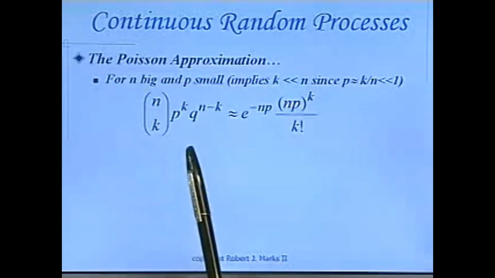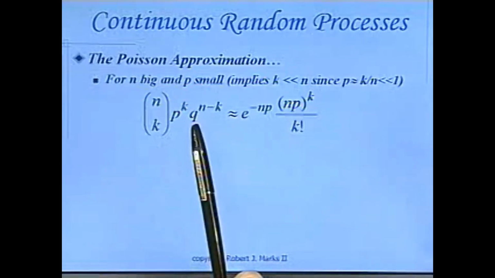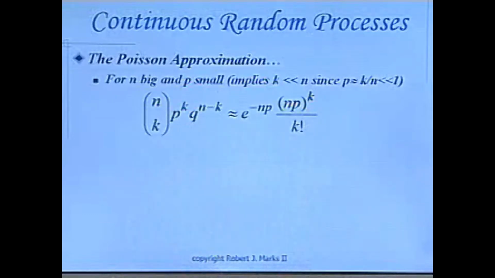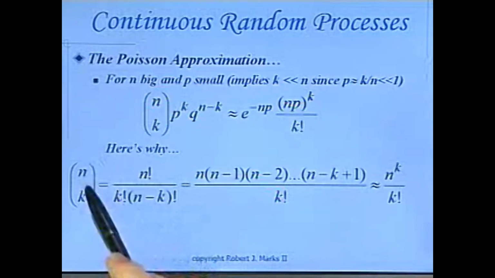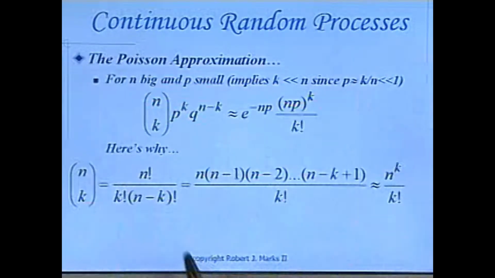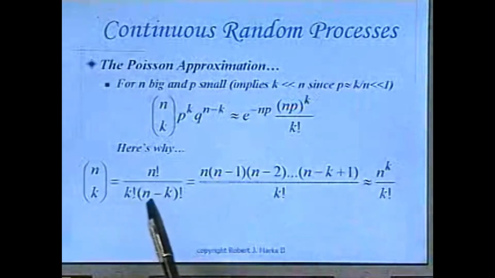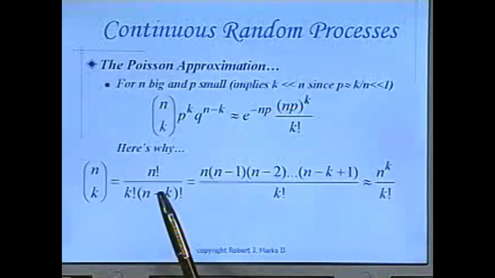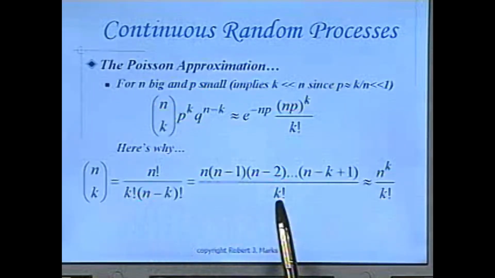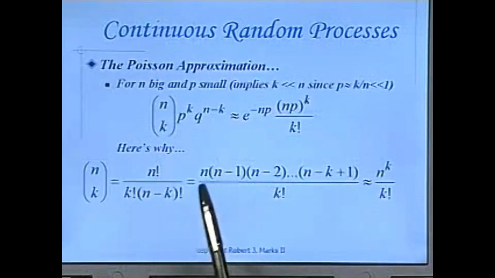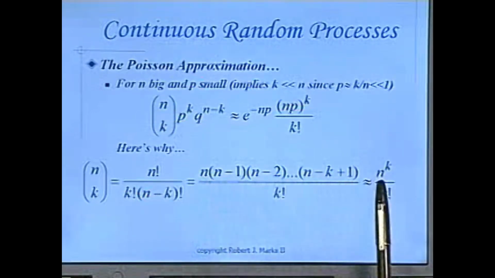Okay, good. We want to show that indeed this binomial is approximately equal to a Poisson. Here's why. Let's first of all look at the n choose k. Can we zoom out please a little bit here? Thank you. N choose k, of course, if we look at the definition of n choose k, is given by this expression. If we expand this out, we could keep the k factorial in the denominator and the n factorial over the n minus k factorial as a product in the numerator.